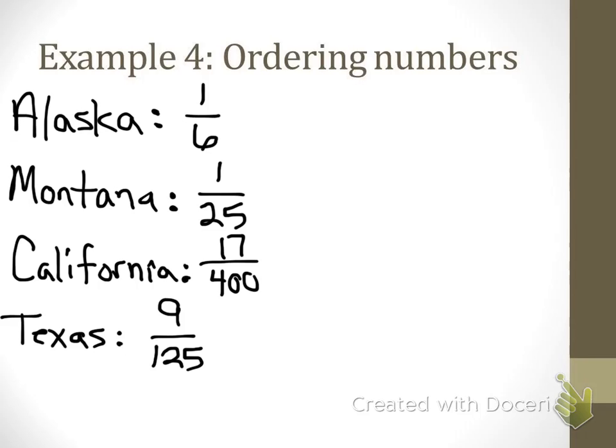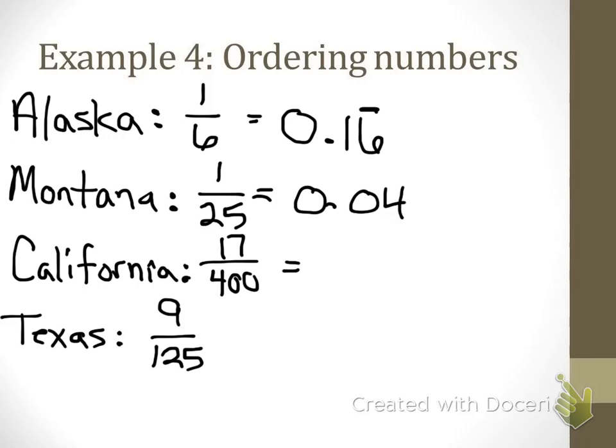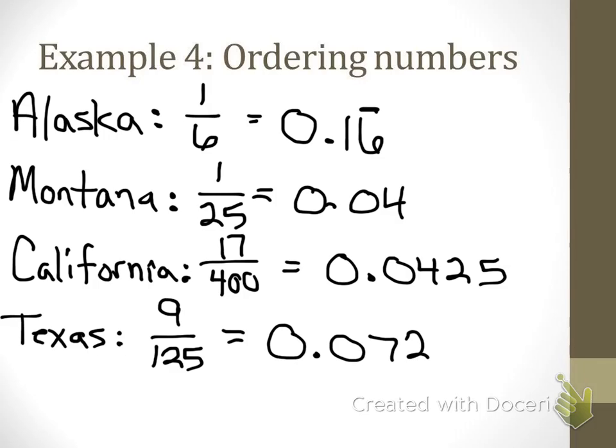All right, so in your calculators, convert 1/6 to a decimal. What do you get? Well, what's it read? 0.16 repeating. Very good. Okay, go ahead and convert the other 3 fractions to decimals. I'll give you a minute to do that. All right, so what would 1 over 25 be as a decimal? 0.04. What would 17 over 400 be? 0.0425. What about 9 over 125? 0.072. So now I have all of their decimal values.